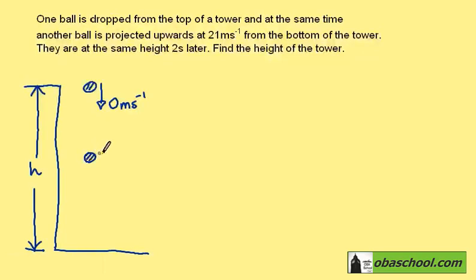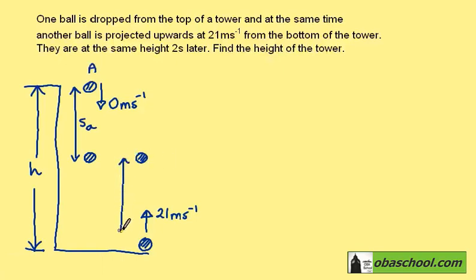2 seconds later, it will have fallen a distance, and we'll call that distance SA, and call this ball ball A. The other ball is projected upwards from the bottom of the tower at 21 meters per second. After 2 seconds, it will have risen to the same height that the other ball has dropped to. We'll call this distance SB and call this ball B.